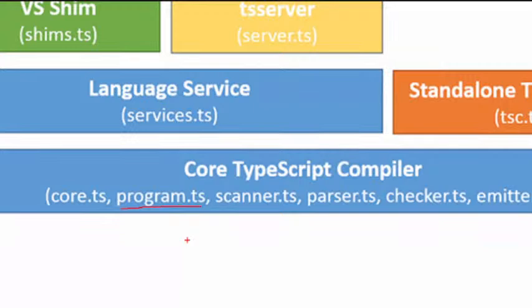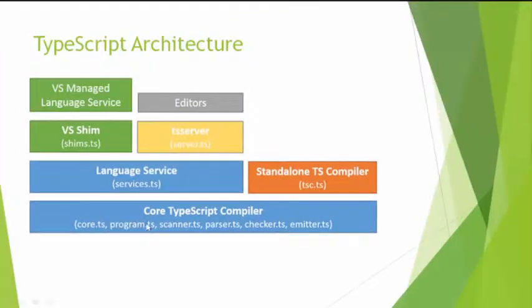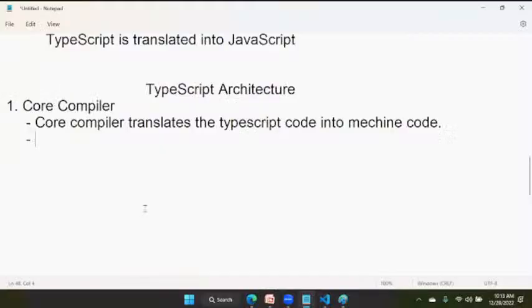And the keywords are verified by using core. That means you are writing if, else, switch, case, for, while, do while. All these are keywords. It will verify whether the words that you are using are reserved keywords or not. This is all done inside the compiler. That means TypeScript has a core compiler. In this core compiler, there are so many files. One is core.ts. What is its responsibility?